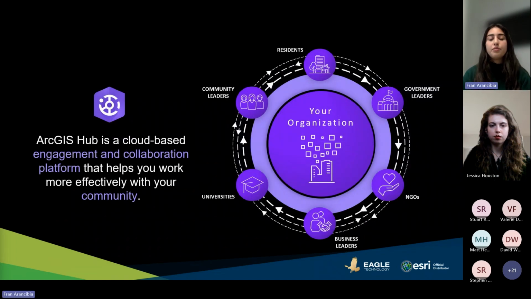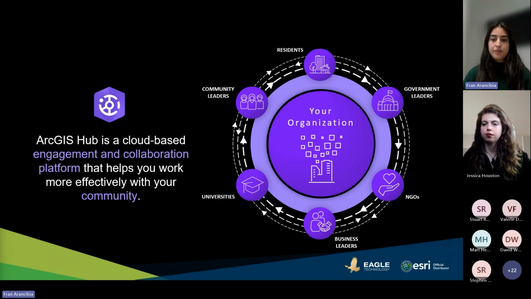So ArcGIS Hub is a cloud-based engagement and collaboration platform that helps you as an organization to work more effectively with your community. And when we use the term community, we mean it very broadly in Hub. So anyone outside of your core organization or your core team that you want to collaborate with, or those who are affected by your decisions, or who want to work more closely with you, they all fall under that umbrella of community. So for example, if you're running a project in a specific suburb, the residents of that suburb are affected by the project. So you want to make sure that they're informed at all stages and maybe even participate and contribute data or ideas.